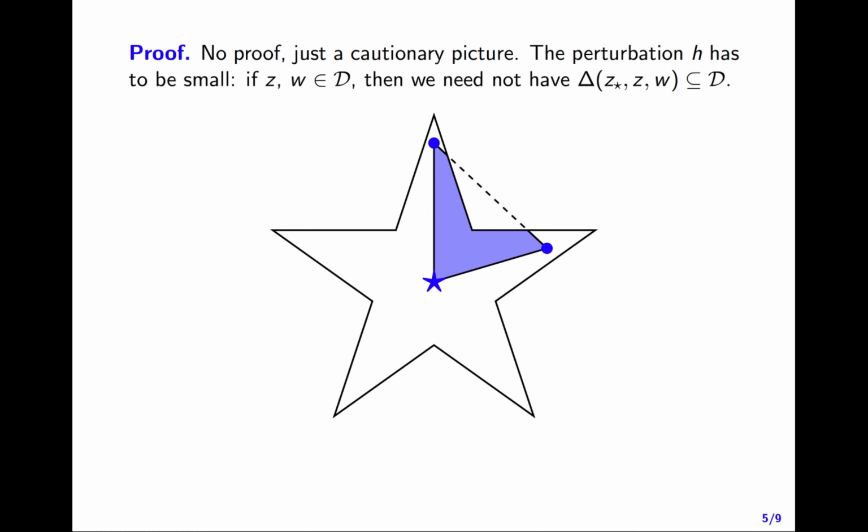The problem is that relative to one of the circles, the other circle is too far away. So we can only have this triangle contained in D if the perturbation is sufficiently small. But we're doing analysis in calculus, and we only ever care about small quantities anyway when we take limits.